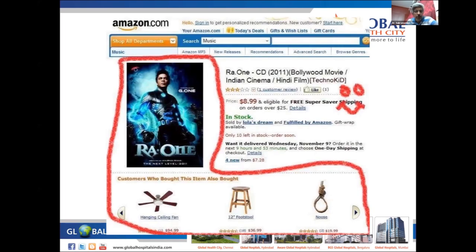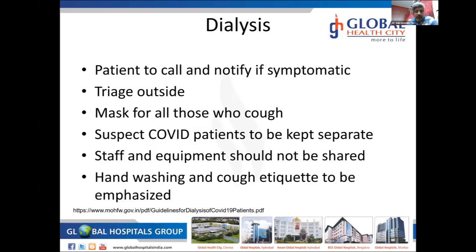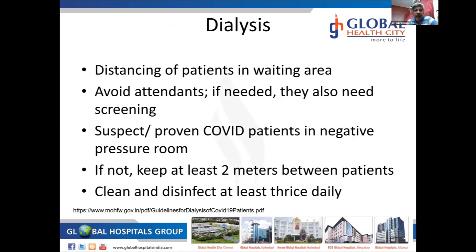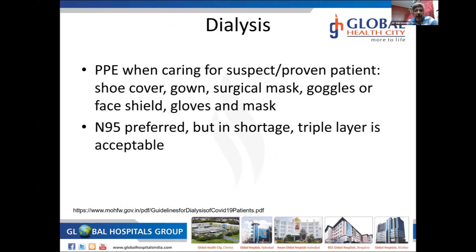Dialysis. A few more segments to quickly cover. Obviously, call the patients and talk to them, try some outside, mask, usual risk guidelines for all of this. It's also from the Ministry of Health and Family Welfare. And distancing, avoiding attendance, keep 2 meters away, clean and disinfect. All of this is just routine stuff. Now, obviously, if you are caring for a person with suspected or proven COVID, then the PPE should include shoe cover, gown, surgical mask, goggles or face shield, and gloves and a mask. N95 is preferred, but they've clearly said that if there is a shortage, even a triple layer mask is acceptable.